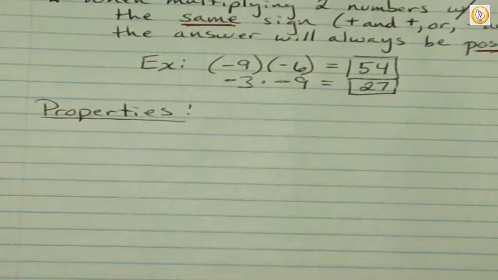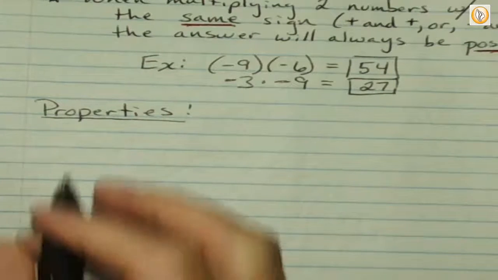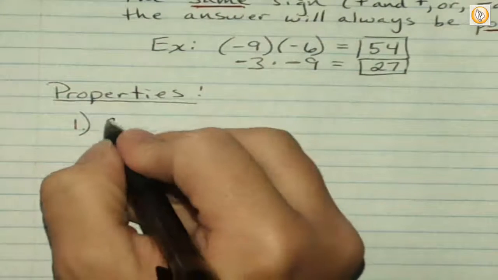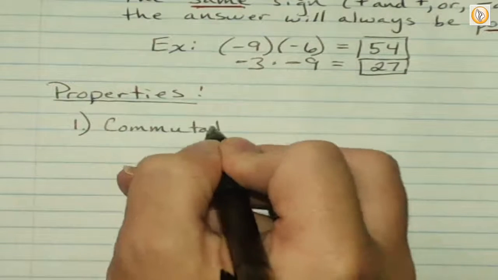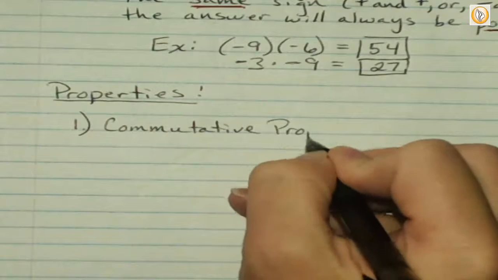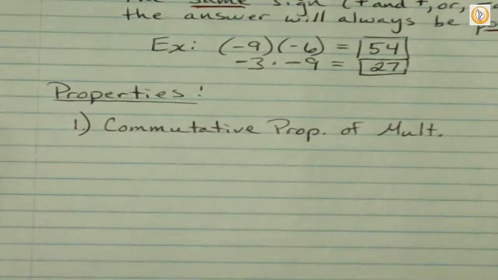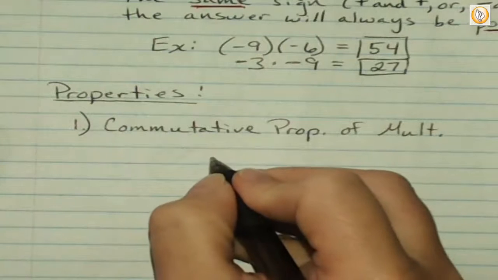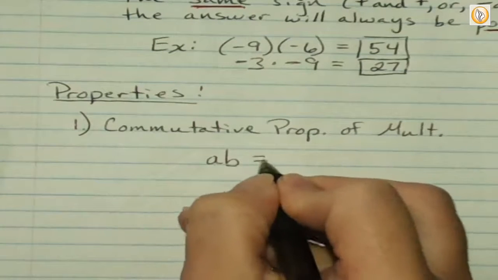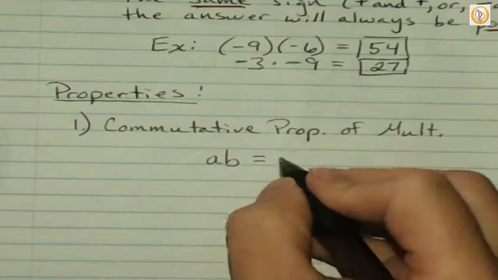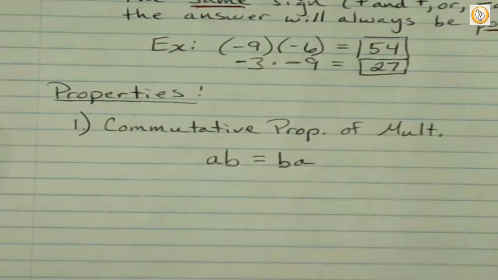All right, properties. Remember those properties of addition we did? Here are the properties of multiplication. I'm introducing them, but most of these, not all, are common sense. One. Commutative property of multiplication. And that means A times B. Remember when the letters are right next to each other, that means they're multiplying, right? So A times B is going to give you the same answer as B times A.